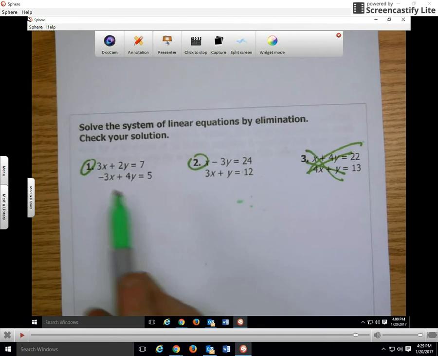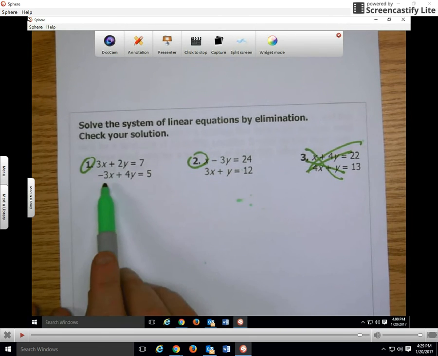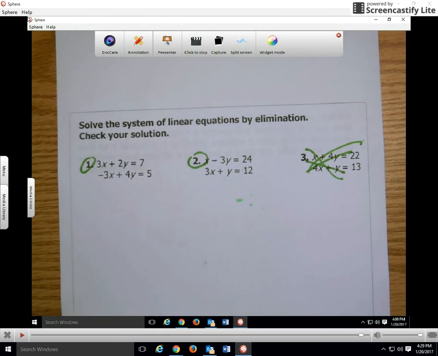Okay, it's your turn to do number 1 and number 2. Number 1, notice that they're already opposites. Number 2, you might have to do something to turn it into an opposite. Let me know if you need any help.